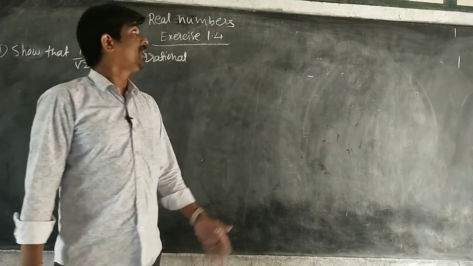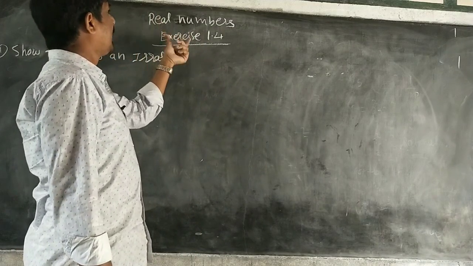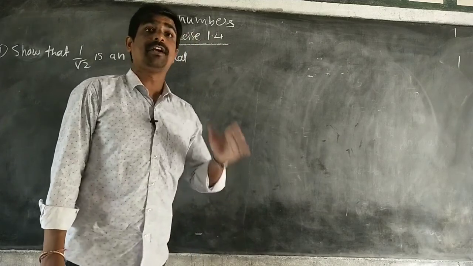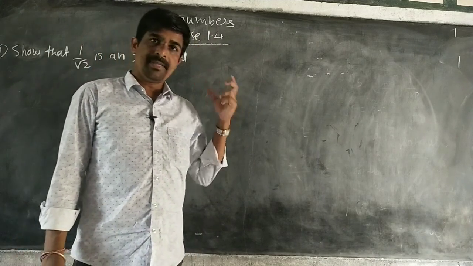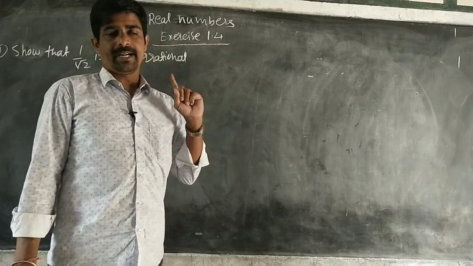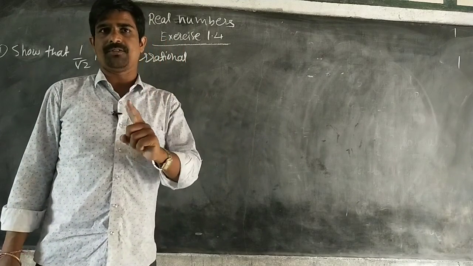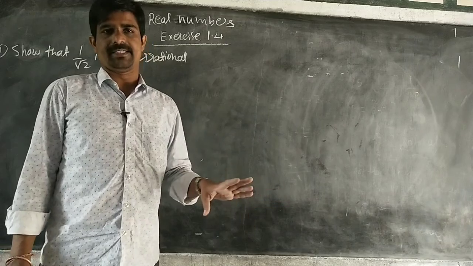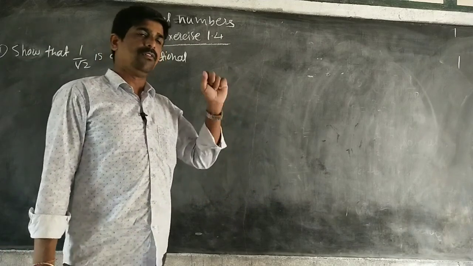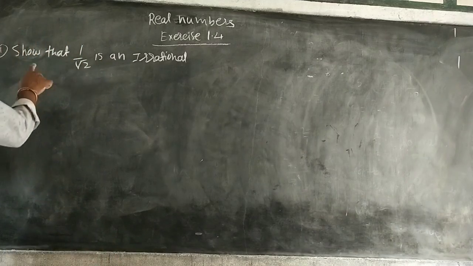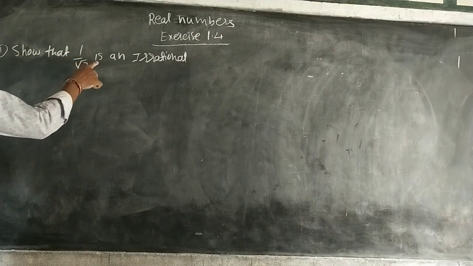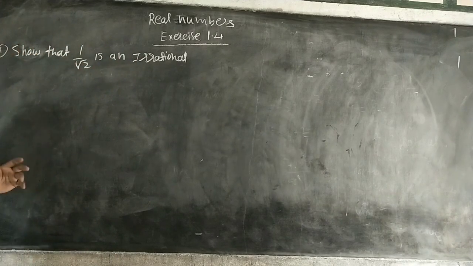Today our topic is real numbers, exercise 1.4, for 10th class state syllabus. This is one of the important topics, and exactly one long question comes from it in every annual exam. So first you have to observe here. First question: show that 1 by root 2 is an irrational number.